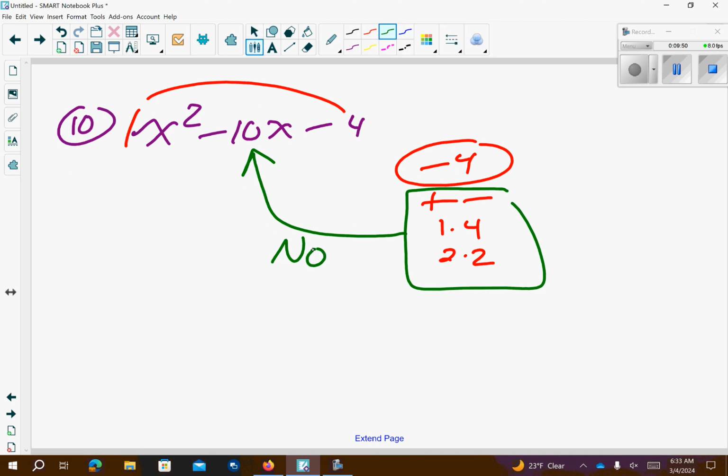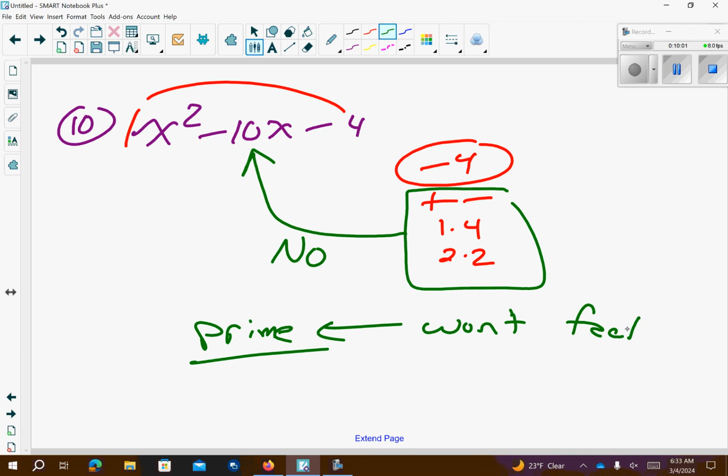So once it won't factor, you just have to write the word prime. Prime means won't factor. Now don't go and just write down prime on everything because you can't factor it. Go ahead and try them. Make sure you try and take the greatest common factor out. The greatest common factor could be a number that all the terms have in common. It could be a letter they all have in common. It also could be a letter and a number.